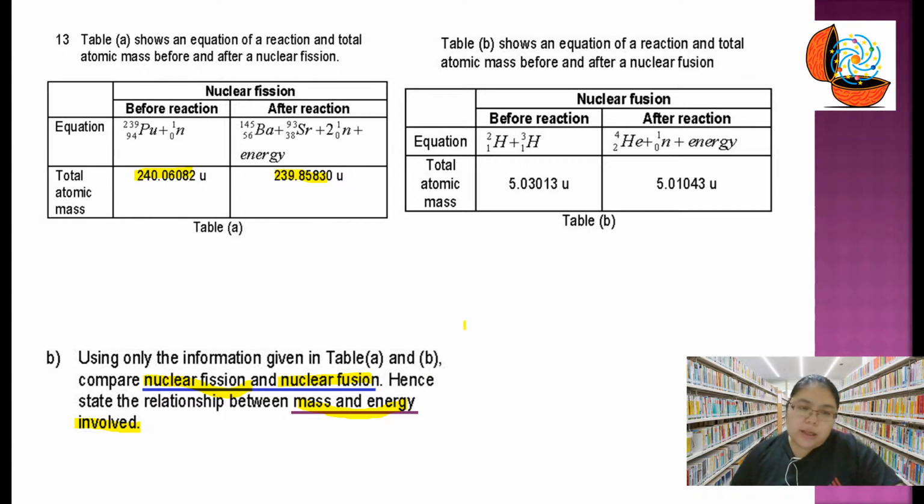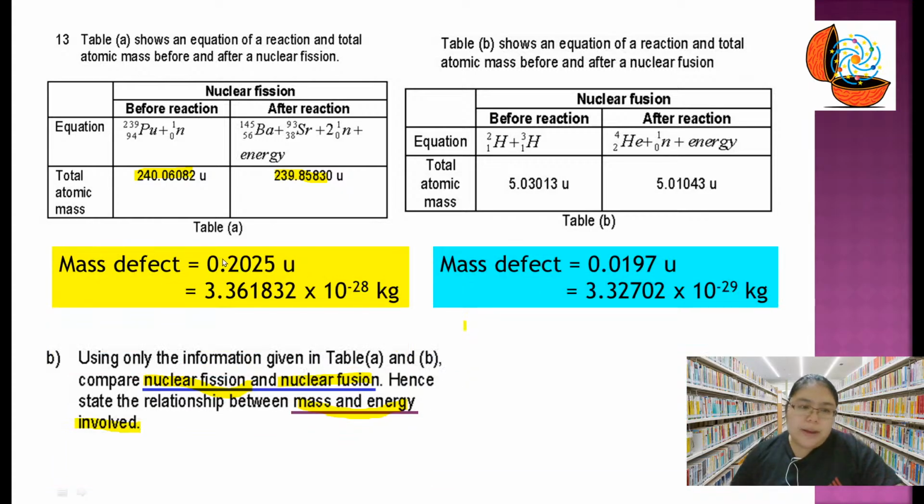Okay, table A, the mass defect is 0.2025. When converted to kilograms, this one is the answer. This one is the mass defect for nuclear fusion. Fusion is 0.0197 U. Then convert it to 3.32702 times 10 power negative 29.